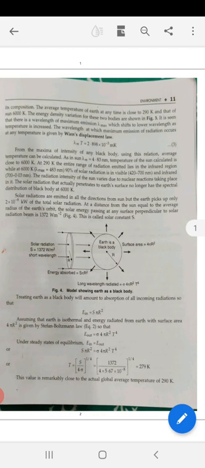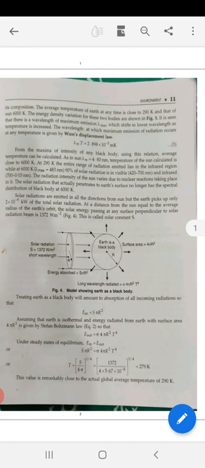Assuming that Earth is isothermal, the energy radiated from the Earth with surface area 4πr² is given by Stefan-Boltzmann's law, so that E out is equal to σ4πr²T⁴. Under steady state equilibrium, E in is equal to E out, that is Sπr² is equal to σ4πr²T⁴. From this we can calculate T.